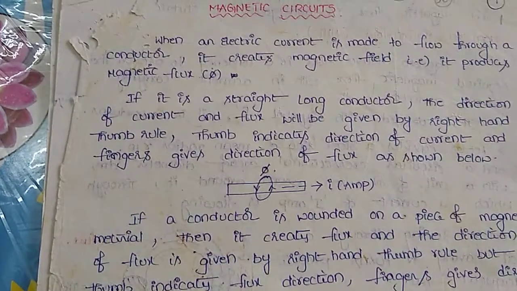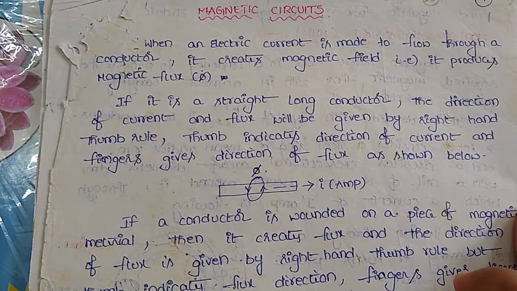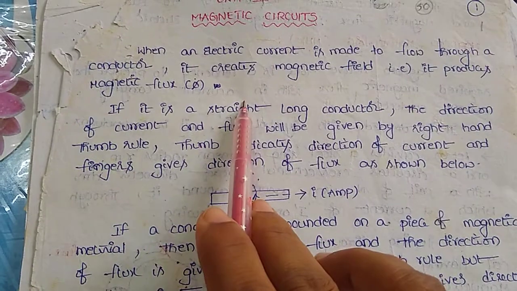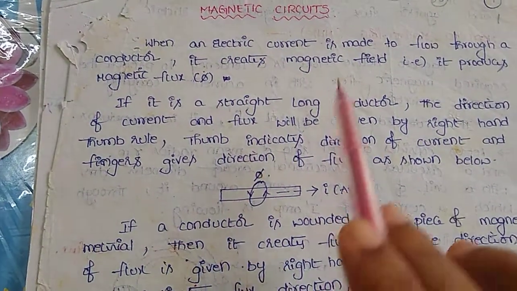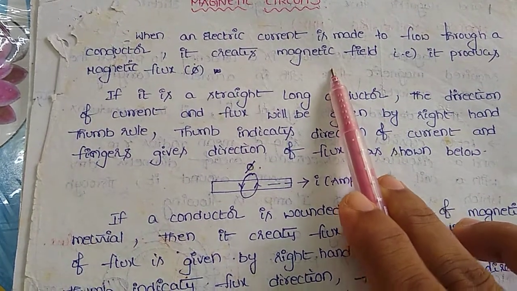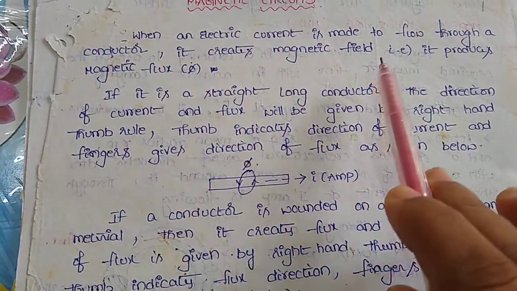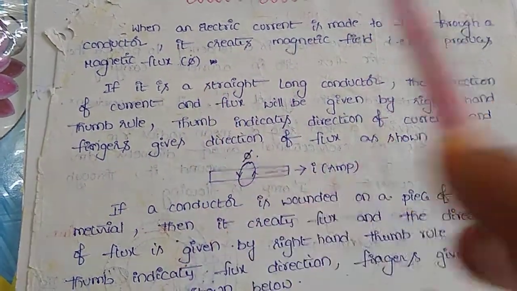Hi. Today in this session, I'm going to discuss magnetic circuits. Now let us see what is a magnetic circuit. First, an electric current is made to flow through a conductor. It creates a magnetic field. That is, it produces magnetic flux lines.